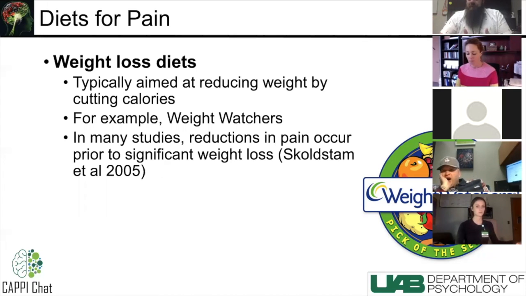So Weight Watchers is a great example of that, and it works very well as a weight loss diet. But a lot of times in a lot of these studies looking at weight loss, you see reductions in pain that happen before there's any weight loss, or at least significant weight loss. And so this suggests that it's not necessarily the weight loss that's responsible for the reduction in pain.